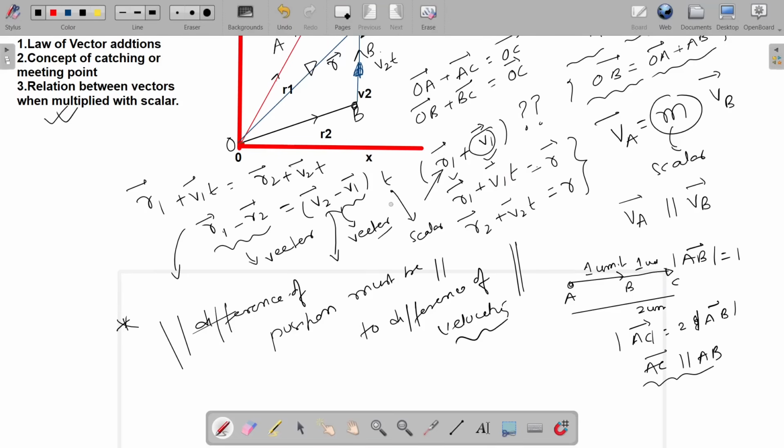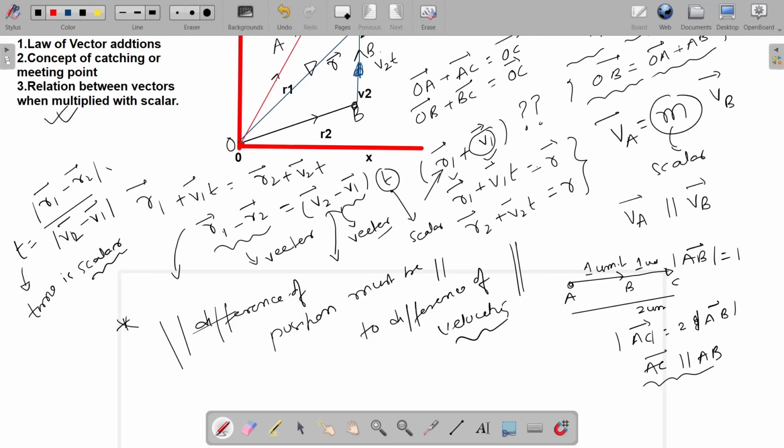If I see t is the scalar, so you have to write t in this form. We have to take only the magnitude. So we may write the magnitude of R1 minus R2 divided by the magnitude of V2 minus V1. Why am I taking the magnitude? You must have understood that time is nothing but a scalar quantity, so you are just concerned about its magnitude. And what is the condition of collision? The difference of initial position vectors must be parallel to the difference of initial velocities.